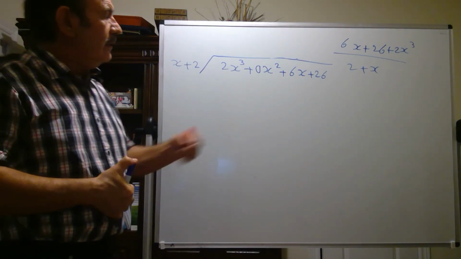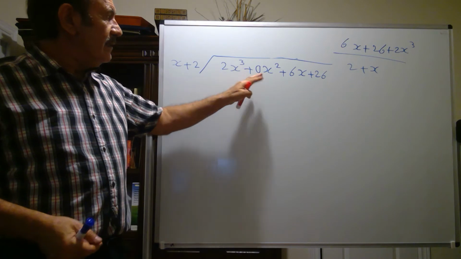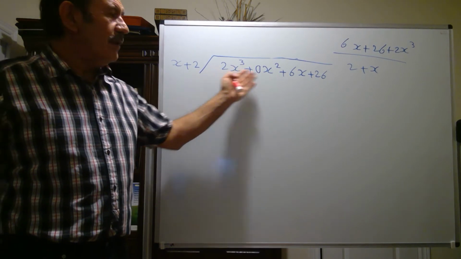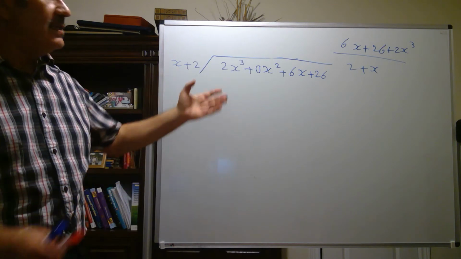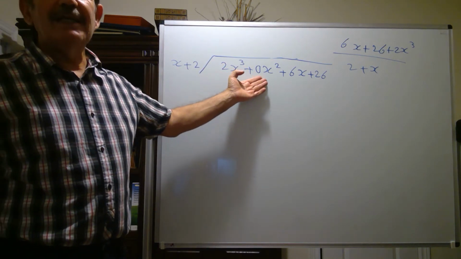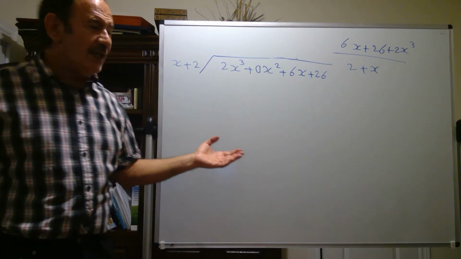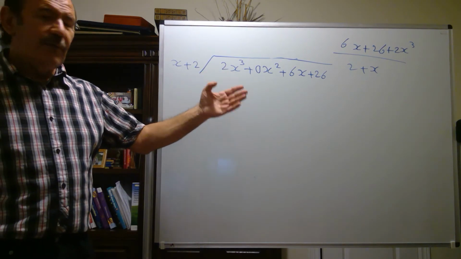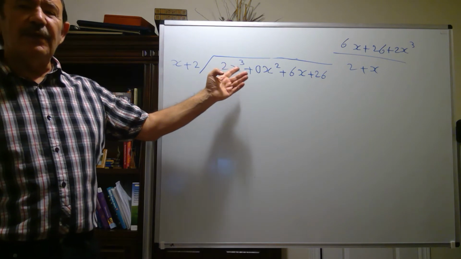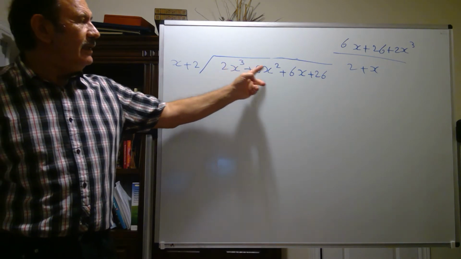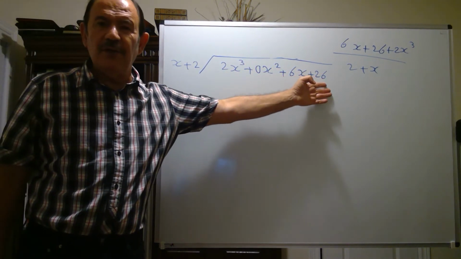0 multiplied by any number or variable is 0, so this part is 0. I didn't change the expression, I didn't change the question. I just added the 0 value, which doesn't change it. But what is the benefit? Now I have all of the exponents. There is no gap: x cubed, x squared, x to the first, and no x.